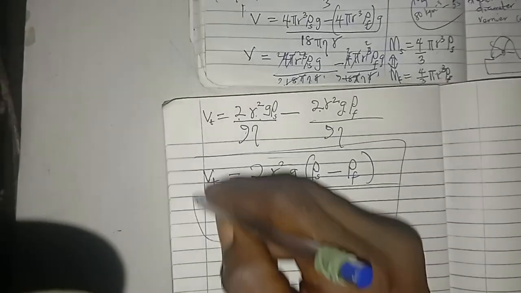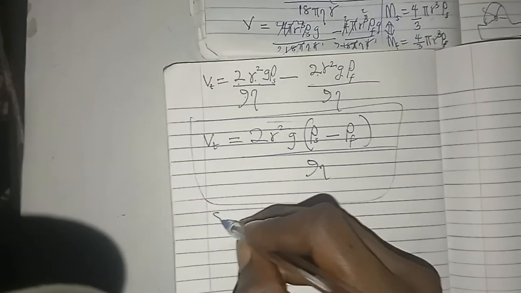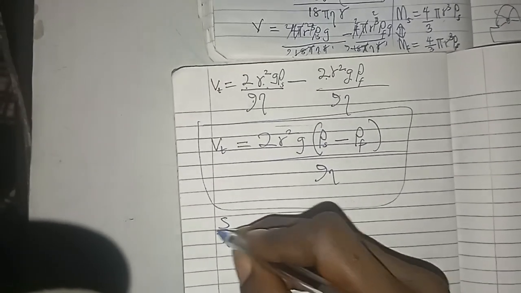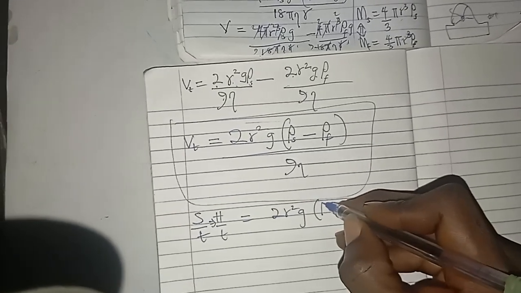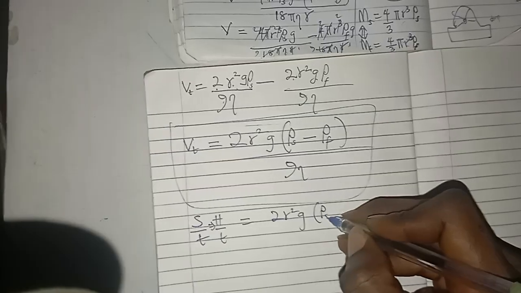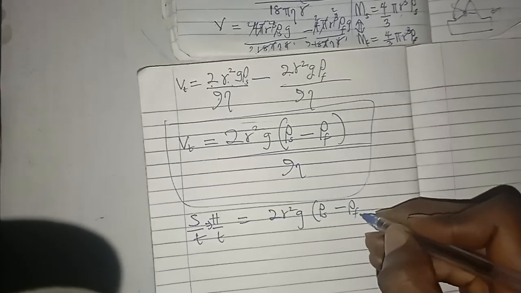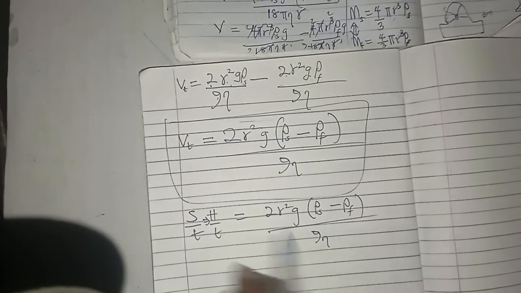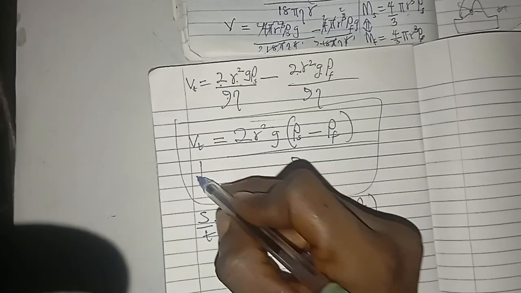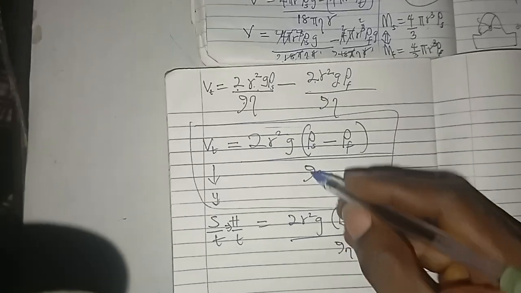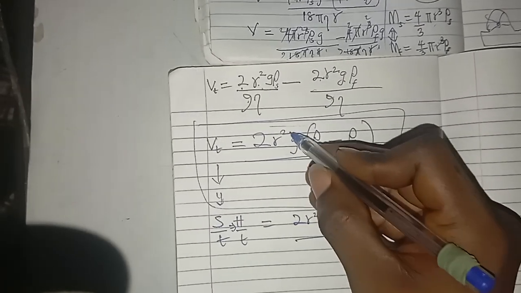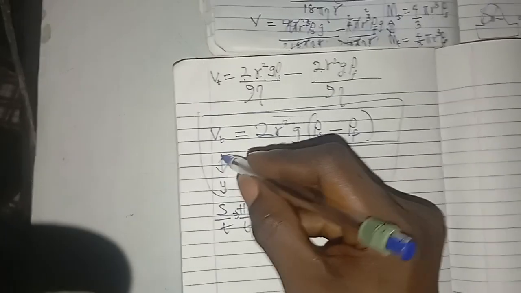So this is the formula for terminal velocity, and this is the same thing as saying s over t, or h over t is equal to 2r squared g, because velocity is the same thing as displacement over time. So if they ever ask you to compare it with the equation of a straight line, everything here is y.